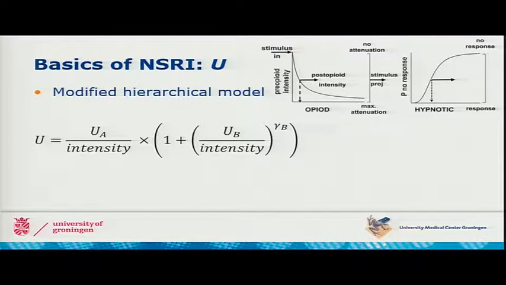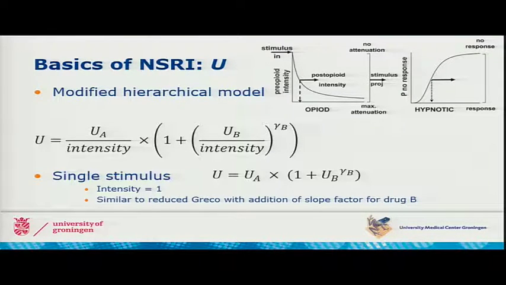And the formula has been simplified because not all the original parameters can be derived independently of the original model. In this model, only the post-opioid intensity remains to be estimated. So when only a single stimulus is investigated, the intensity of the stimulus can be set to 1, which results in the formula shown here, which is actually very similar to the reduced Greco model with the addition of a slope factor for drug B, or in our case, the opioid.